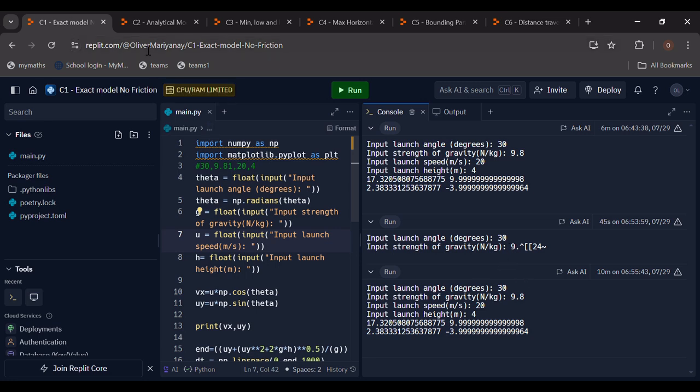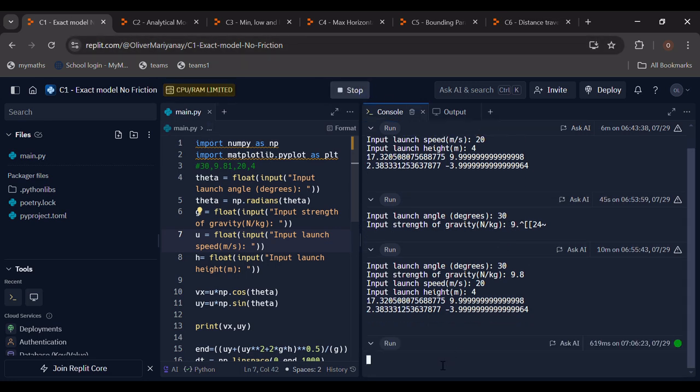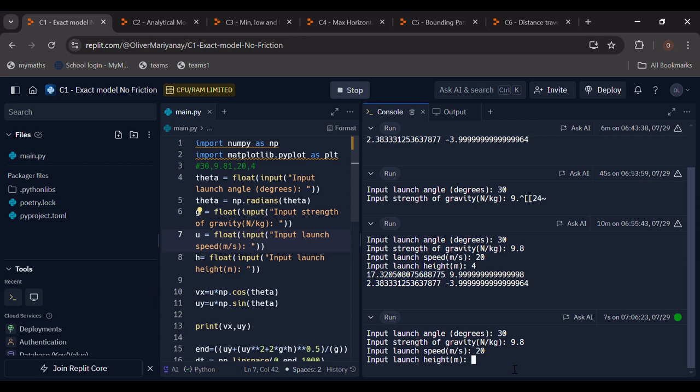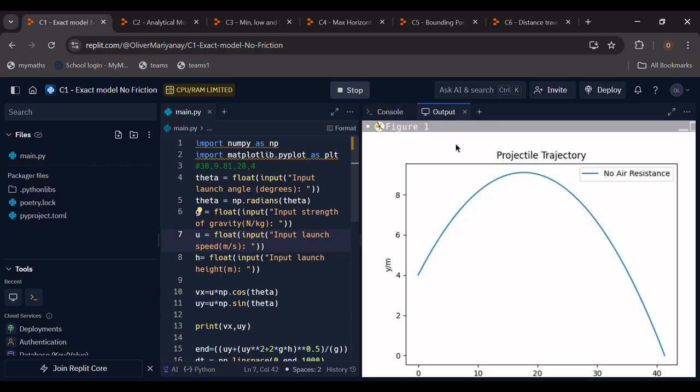Hello, this is my 2024 Computational Physics Challenge Submission. All of the models were done using numpy, matplotlib, and Python and using Replit. As you can see, all the parameters can be adjusted using the inputs at the start.